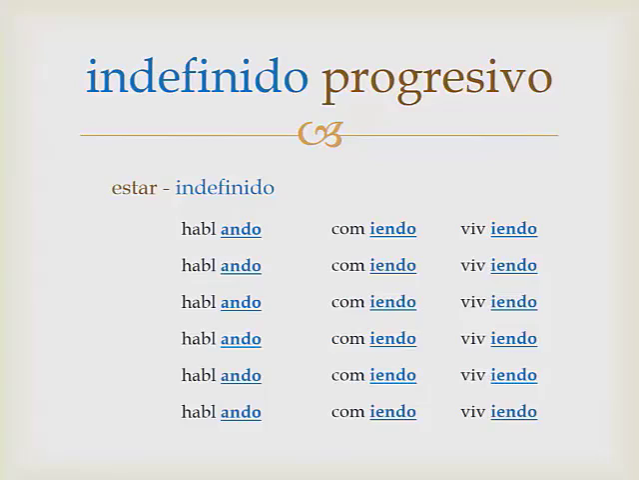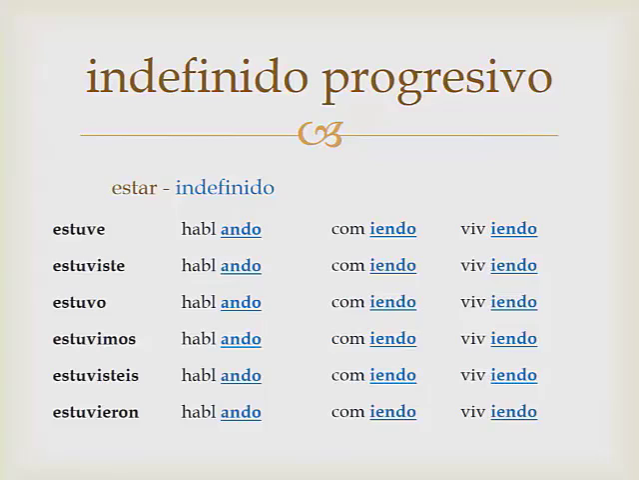This is what you're going to use if you are doing something for a specific period of time. I was speaking on the phone while making dinner. While making dinner is the beginning and the end. That's that specific period of time. I was speaking while making dinner. Estar in the indefinido. Estuve, estuviste, estuvo, estuvimos, estuvisteis, and estuvieron.